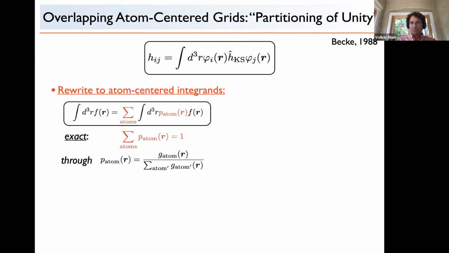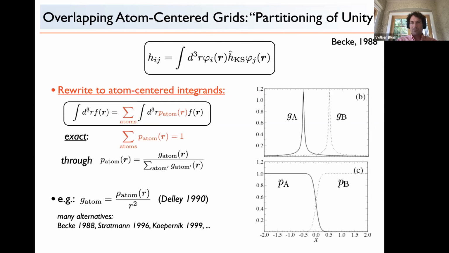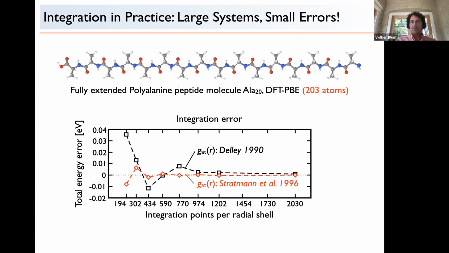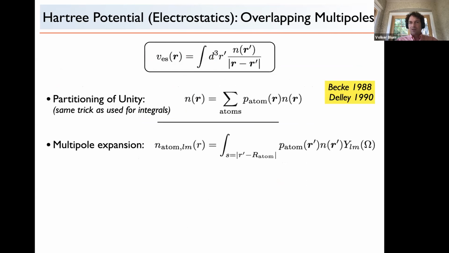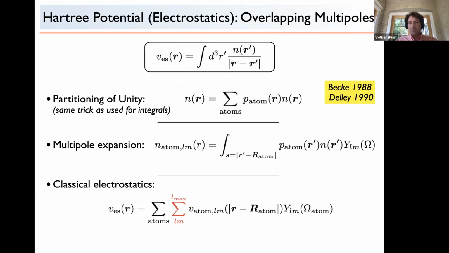And you can, in fact, use the same trick, and I'll skip this in the interest of time, for the electrostatic potential. You can also take the density and use the same partitioning trick to create localized density pieces. And for this, you can then use a multipole expansion. You see a multipole parameter, L Hartree, in the species defaults. And that multipole expansion will allow you to represent the electrostatic potential out of density pieces that are essentially exact and add up to the whole density.